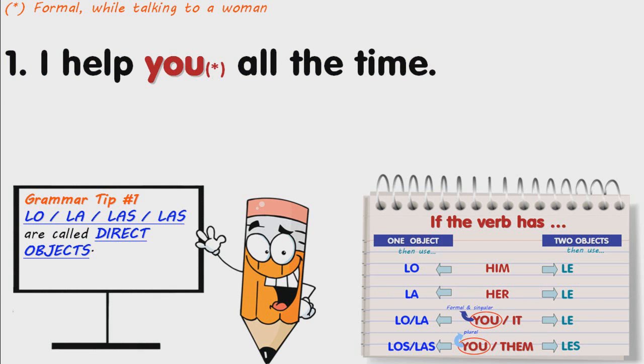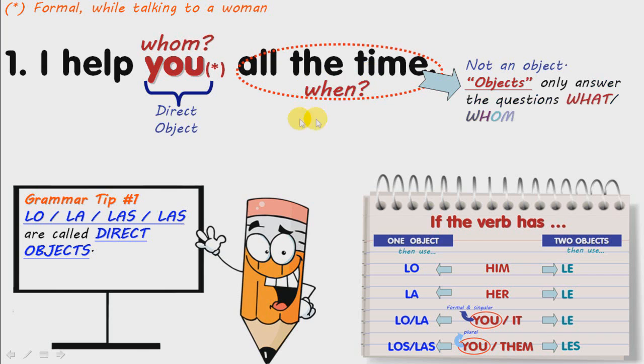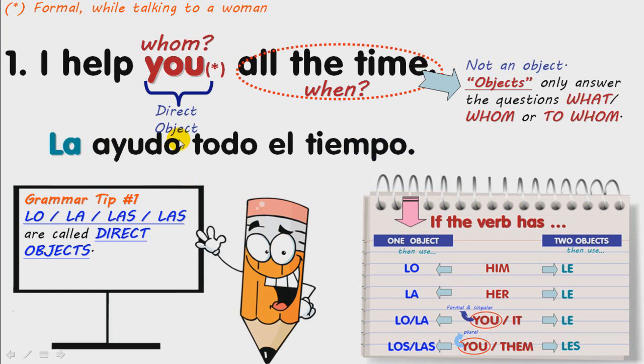Say this in English. I help you all the time. This is a formal situation and you are addressing a woman. How many objects do we have? One, because we can answer the question whom. All the time is not an object because it answers the question when, and if you remember from our previous lessons, objects only answer the questions what, whom, or to whom. So only one object. In this case, if we have only one object, we have to use this column. It's you, formal, talking to a woman, so the pronoun we need is la. La ayudo todo el tiempo.